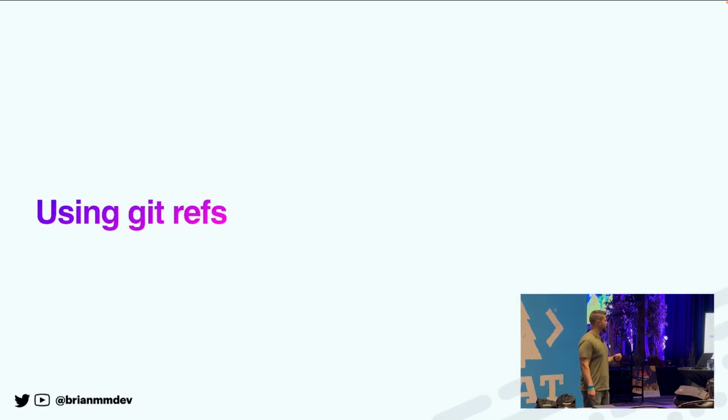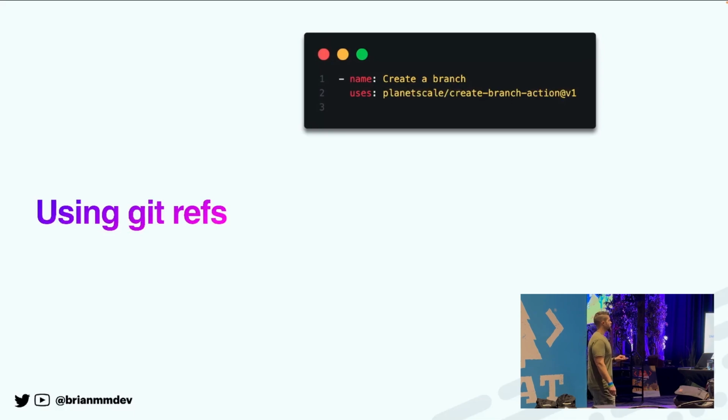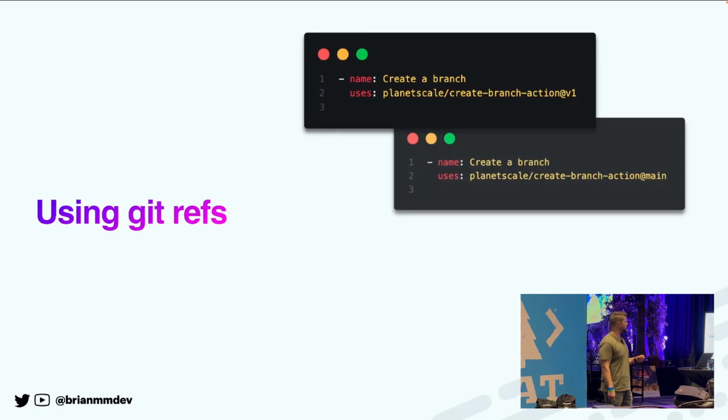The next thing is using Git refs. So I had mentioned earlier that you can use Git refs to find specific versions of your action. So this is what we had seen earlier. I'm using planetscale/create_actions at v1. That is the v1 tag that I have defined inside of the repository.